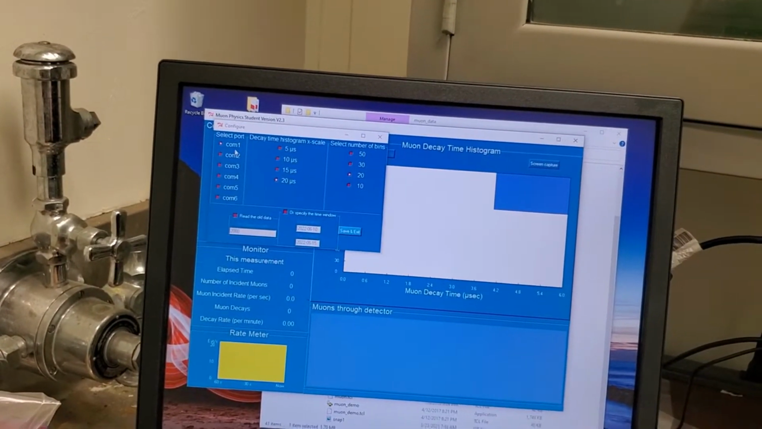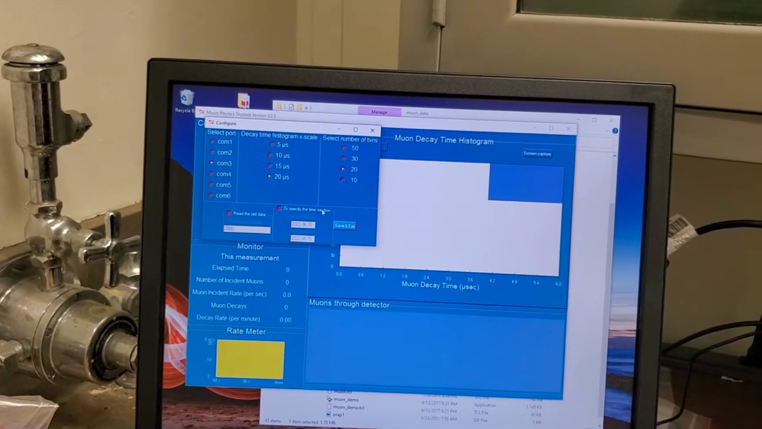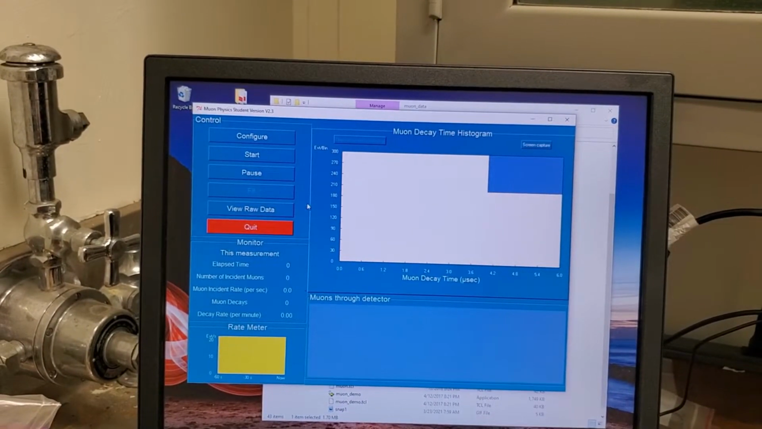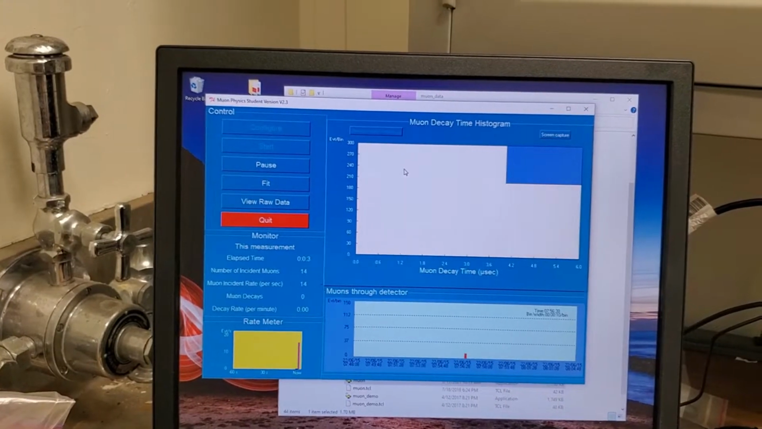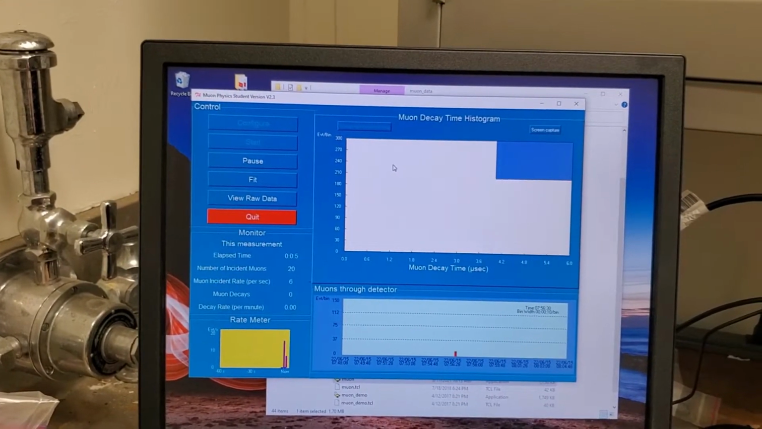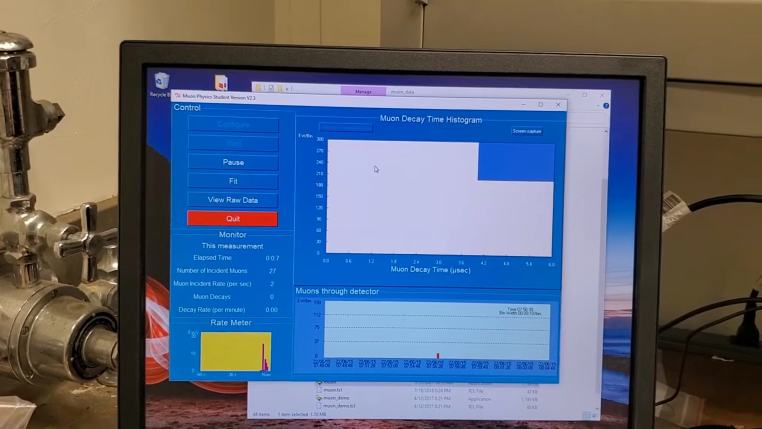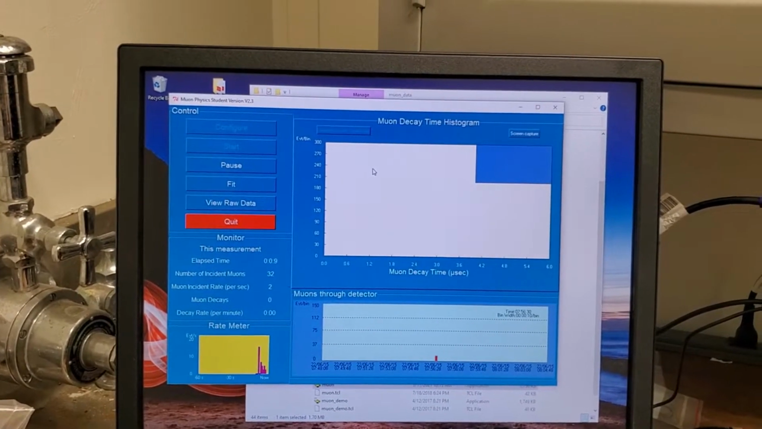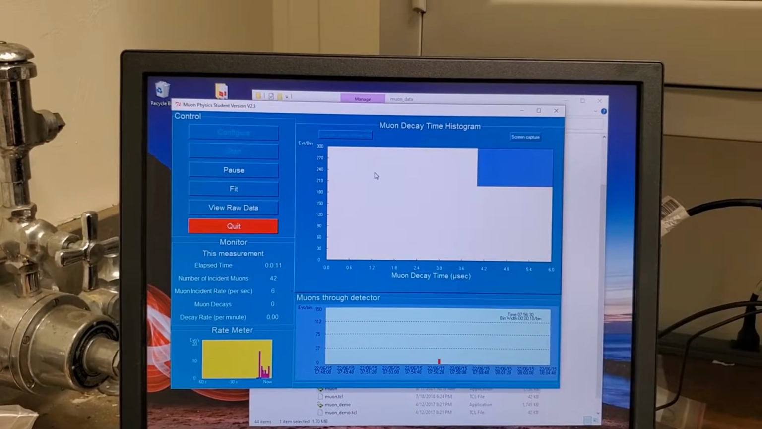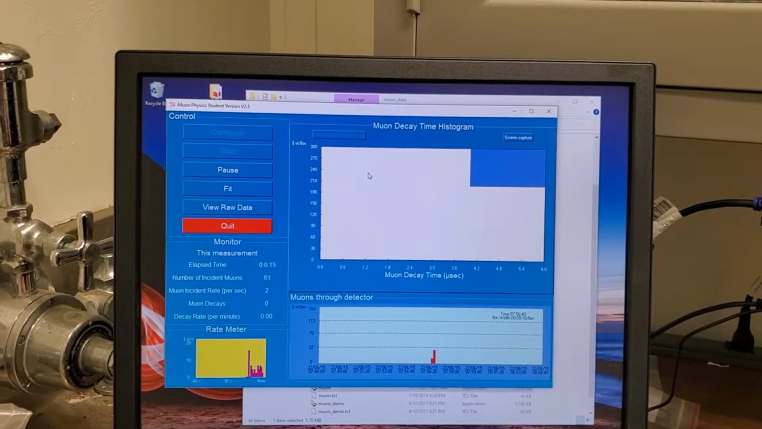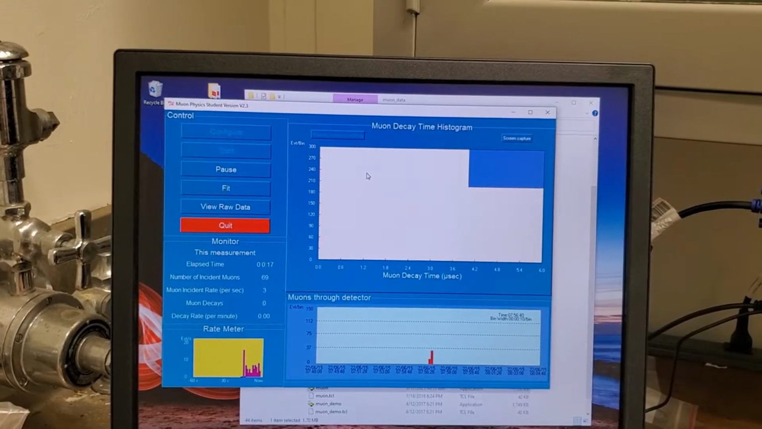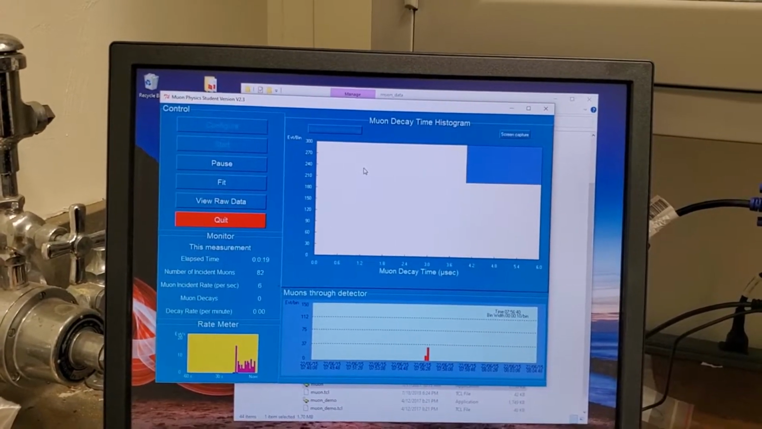Configure COM3. And start. And one can see that the same rate will be detected. Approximately. So approximately 5-ish muons per second are being detected.